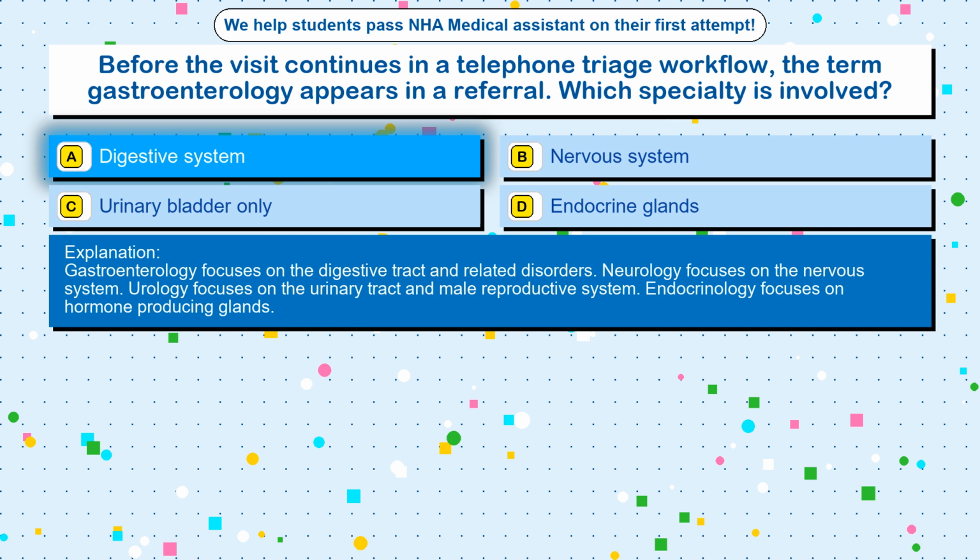Gastroenterology focuses on the digestive tract and related disorders. Neurology focuses on the nervous system. Urology focuses on the urinary tract and male reproductive system. Endocrinology focuses on hormone-producing glands.